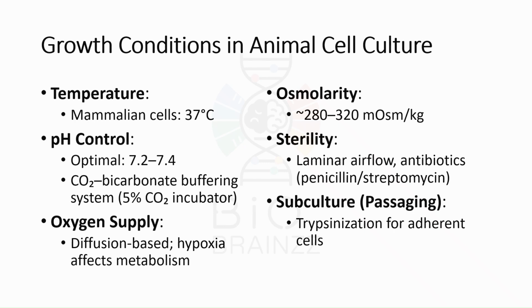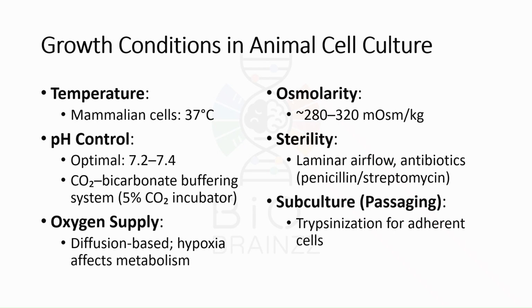Animal cells require specific conditions to grow properly. The temperature is kept mainly at 37 degrees Celsius for mammalian cells. The pH is kept around 7.2 to 7.4 using a CO2 incubator, which helps in maintaining the buffering system. Other factors include oxygen supply, osmolarity, and sterility. Proper sterile conditions are maintained using laminar airflow and antibiotics.